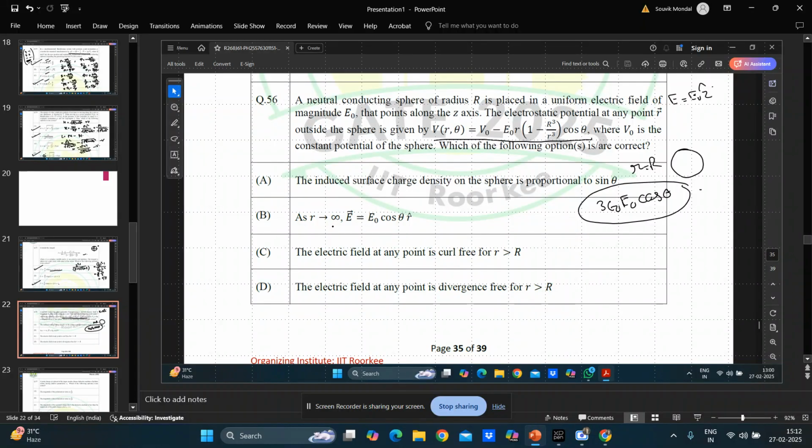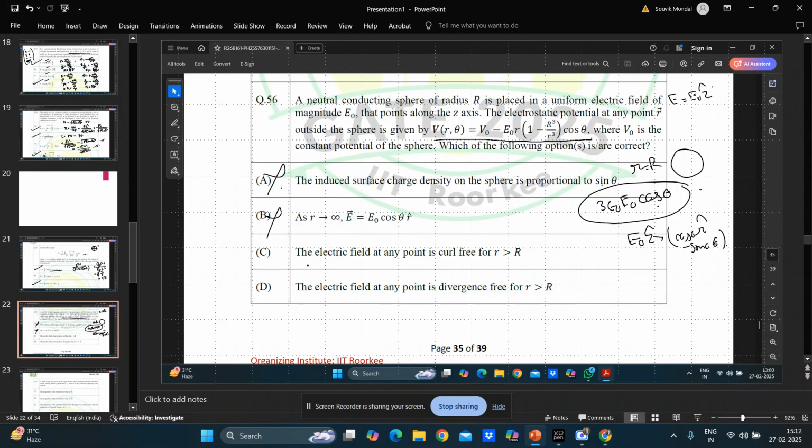For r tending to infinity, your E is equal to E naught z hat, and z hat is not cos theta r hat. z hat is equal to cos theta r hat minus sin theta theta hat, right? So this is your z. So this option is not correct. This option is also not correct because it is proportional to cos theta.